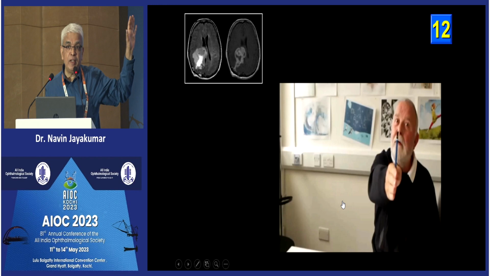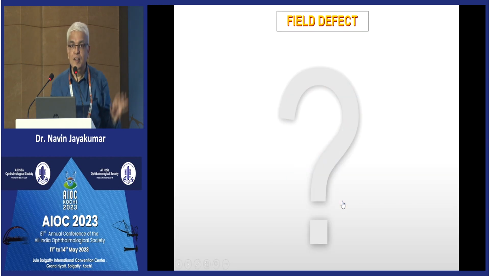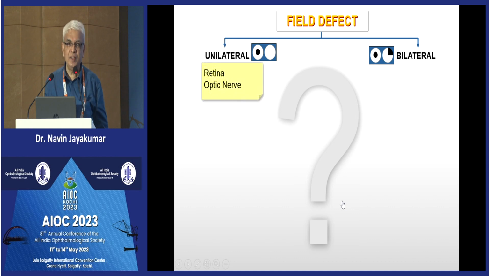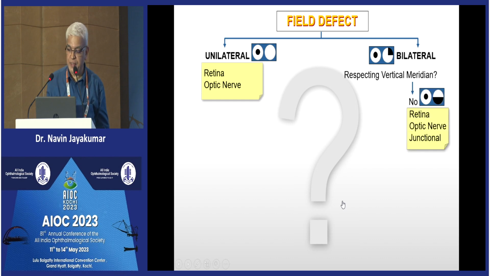okay? So this is one important reason for doing confrontation visual fields. My summary slide is an algorithm. So always when you have a patient who has come to you with their fields, put it the right way in front of yourself and decide whether it's a unilateral or a bilateral one. And if it's unilateral, it's usually retina or optic nerve. If it's bilateral, the question arises, is it respecting the vertical meridian? If it's not, it could be retina, optic nerve, or even that junction that you saw, which sort of goes away from the vertical meridian.